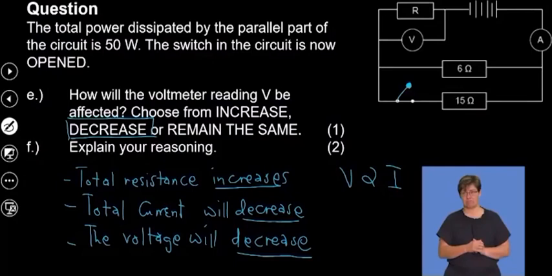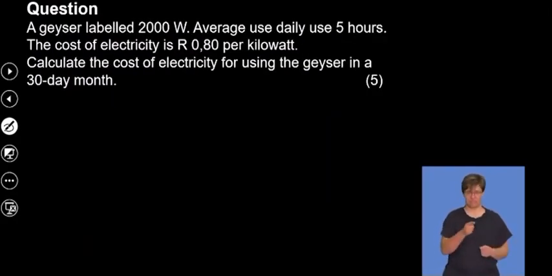Okay, right. Then this other question says a geyser labeled 2,000 watts, on average, is used daily for 5 hours. The cost of electricity is 80 cents per kilowatt hour. Calculate the cost of electricity for using the geyser in a 30-day month period.